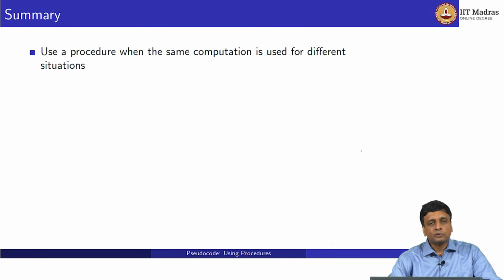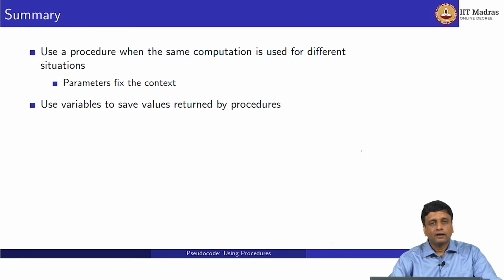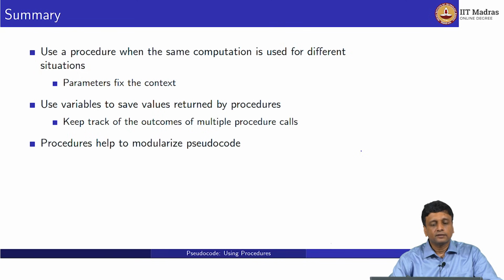So, to summarize, we use a procedure when we are going to use the same computation in many different situations, and the way we distinguish these situations is by passing a parameter to tell the procedure what context we are in. In this case, the context is which field on the card to examine in order to compute the max. So, we pass the field name as a parameter. These procedures will return values, but we have to keep track of these values because we will call these procedures multiple times. So, we use variables to keep track of these things across multiple procedure calls.